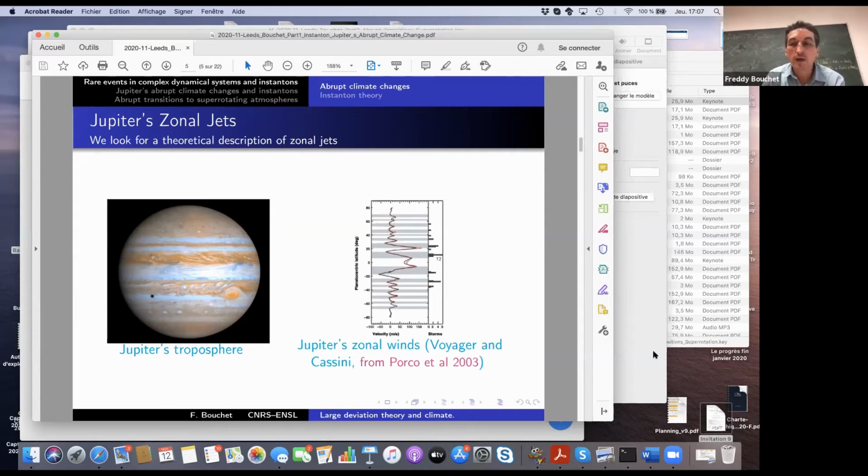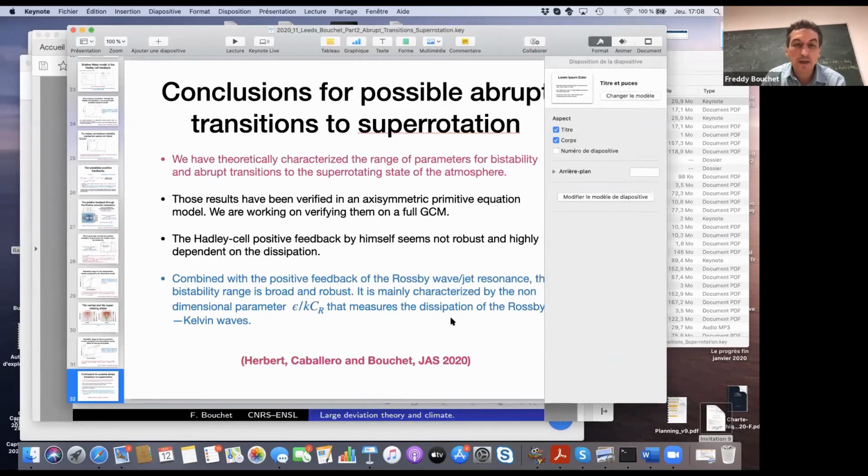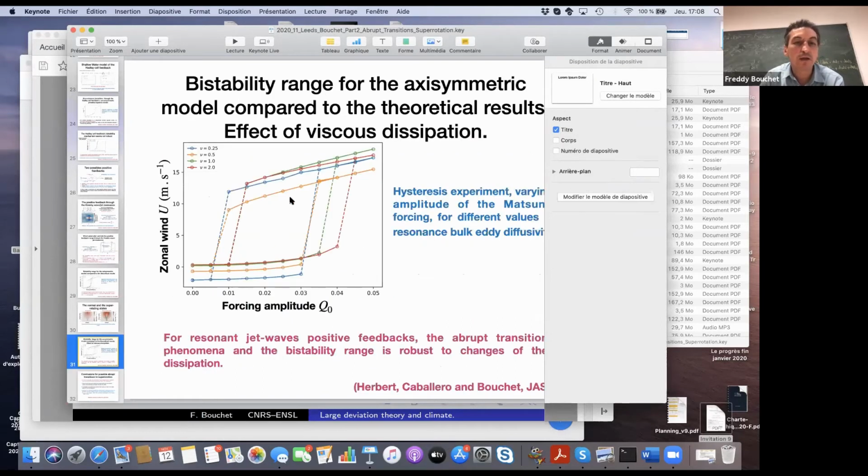A nice way to look for bistability is to do exactly what we did here, a hysteresis experiment. You smoothly increase your forcing parameter, and then you go backward, smoothly decrease it, and check whether you follow the same path or not. This is a very efficient way to find the bistability range if you don't know where it is. Okay, thank you very much.